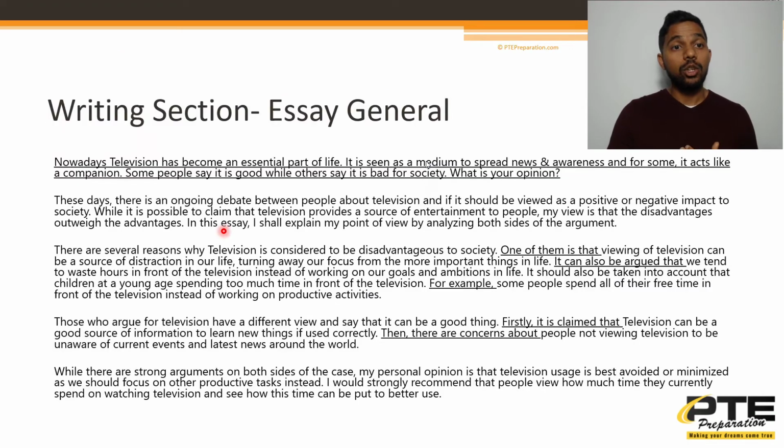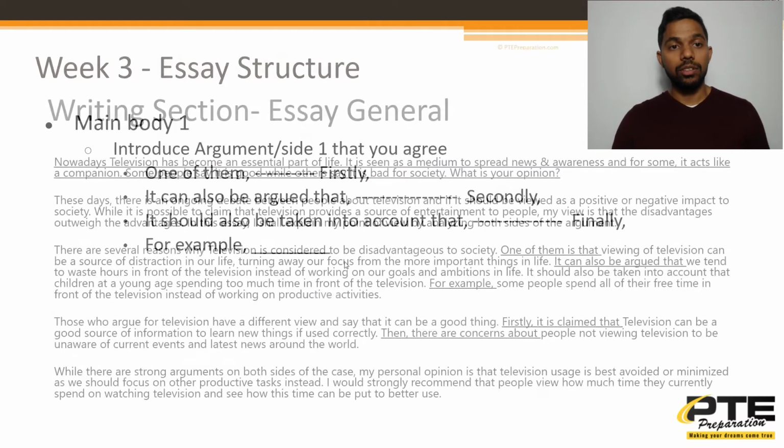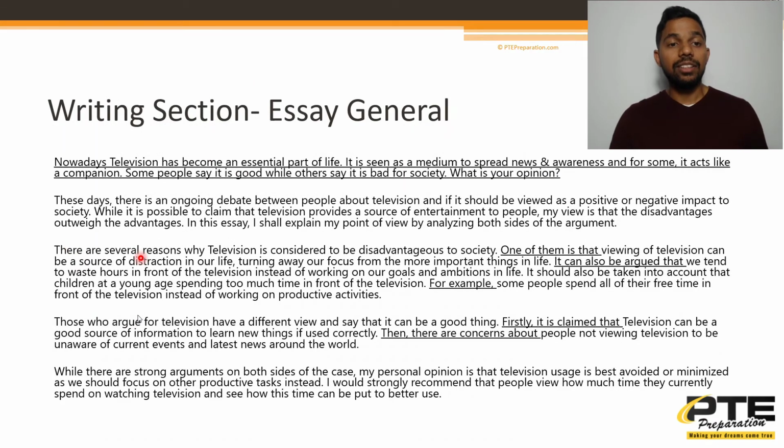So now let's get into the main body 1. In the main body 1, in the first sentence, you introduce the argument or side 1, the argument that you agree with, and then you get into supporting points. So in the first line you introduce the argument. So let's look at that. There are several reasons why television is considered to be disadvantageous to society. So that was the view that I took in the introduction.